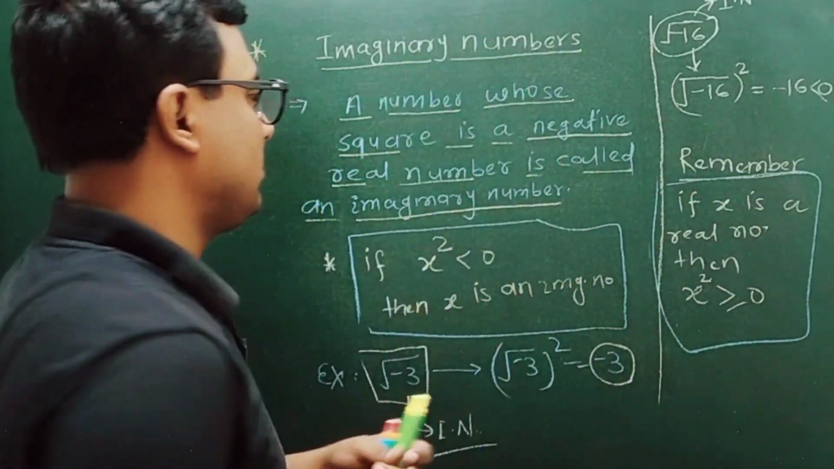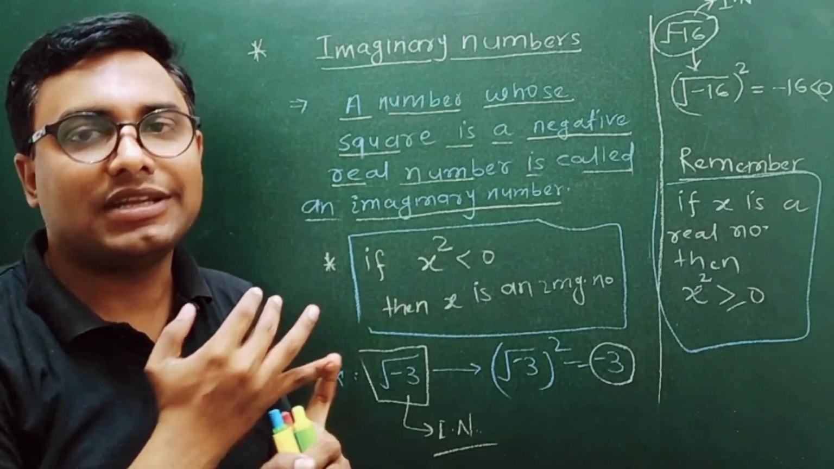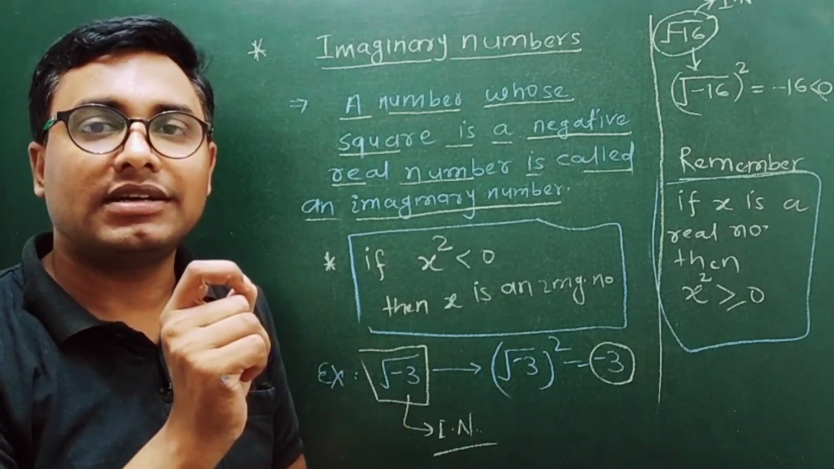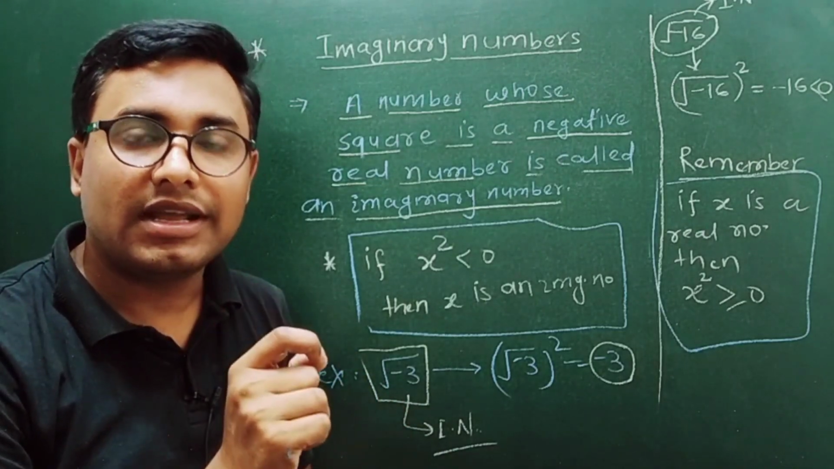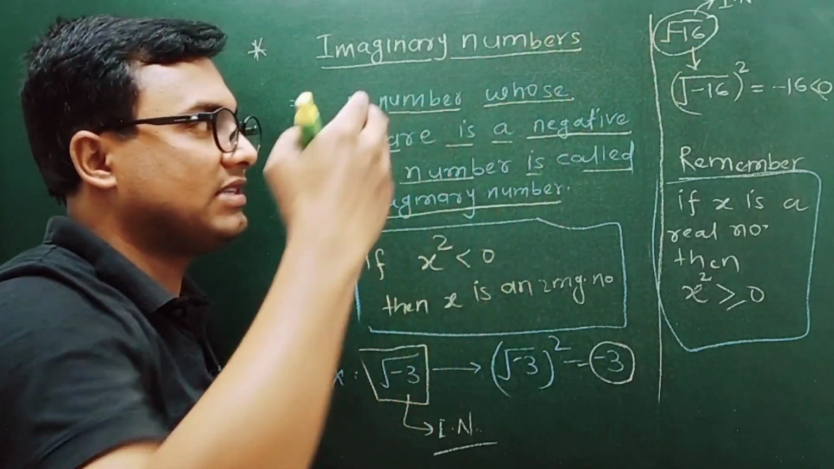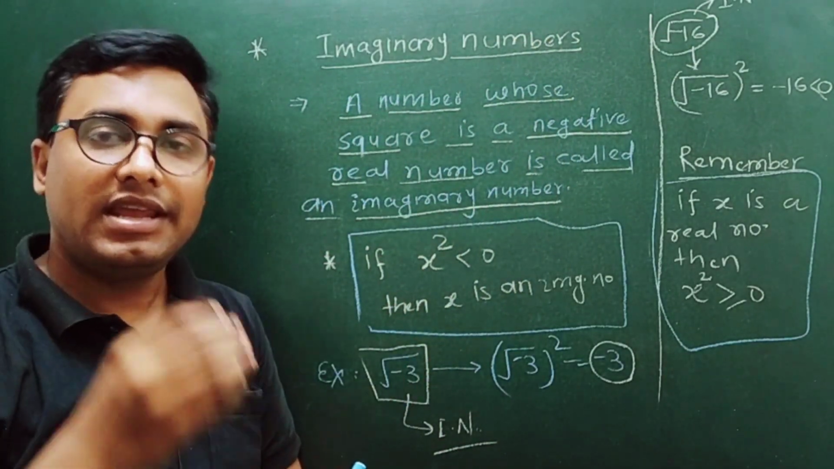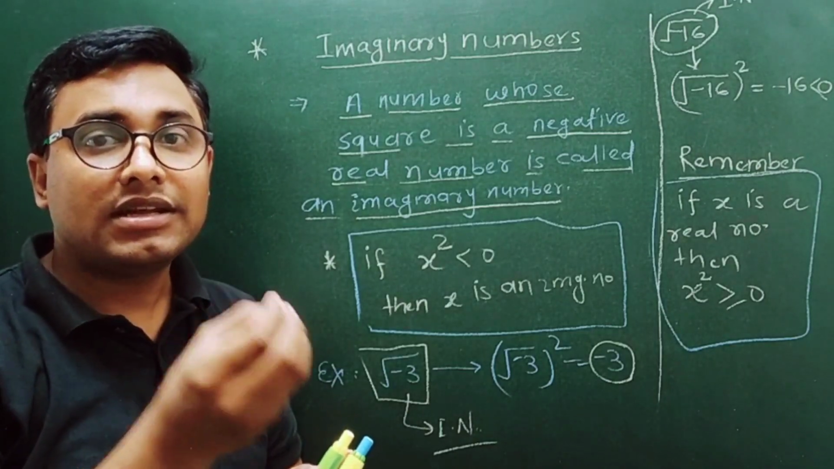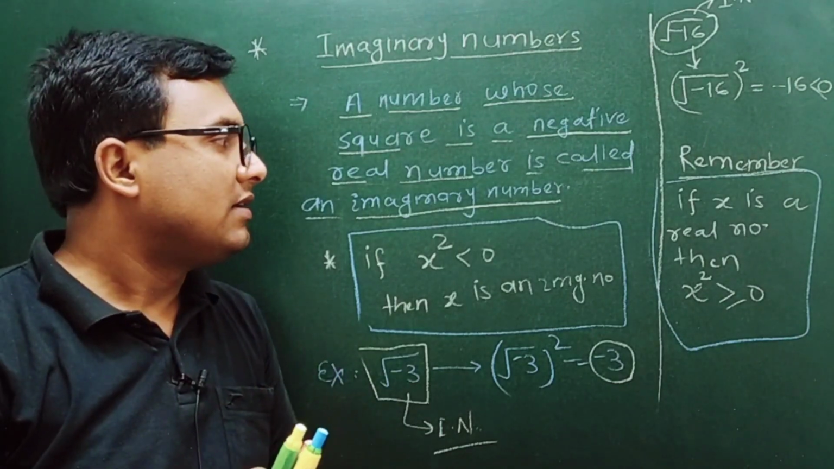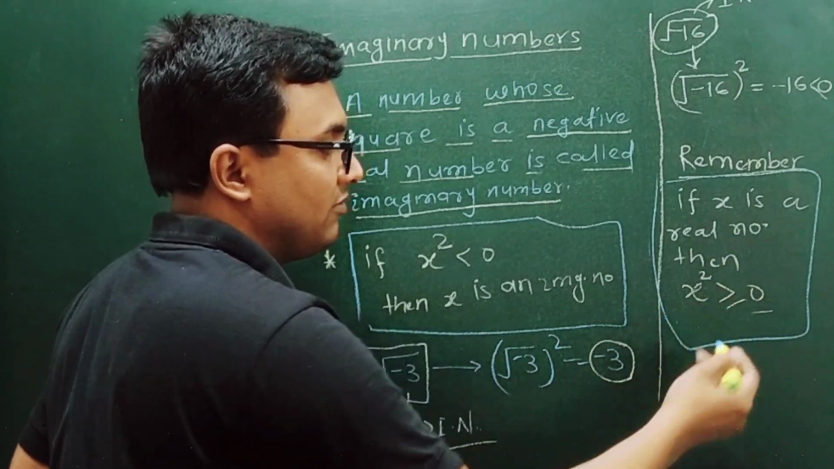So here we learn two things. What is an imaginary number? What is a real number? Any number whose square is a negative real number is called an imaginary number, like root under minus 3, root under minus 16, root under minus 7, etc. Second, what is a real number? Any number whose square is a non-negative quantity. We can say if x is a real number, then x square is greater than or equal to 0.